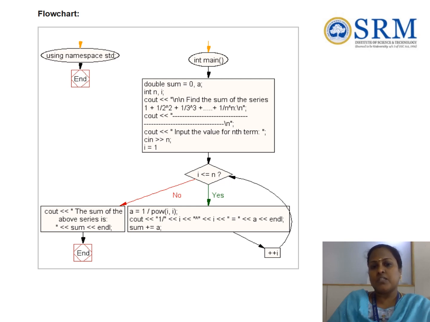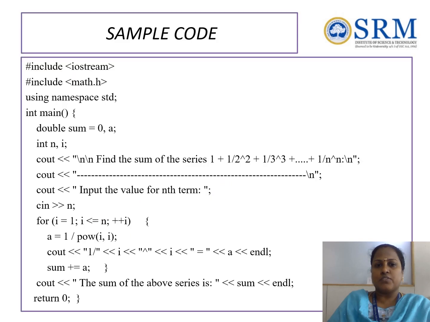Inside the box you get a equal to 1 by pow of I comma I. Pow is a power function which is used to find the power of that number. If I equals 1, it means pow of 1 comma 1; 2 means pow of 2 comma 2; 3 means pow of 3 comma 3; like that the execution goes. Then the process is repeated while the I value is less than or equal to n, and the sum is calculated. When the I value is greater than n, the loop is terminated. Once the loop is terminated, you display the sum. This is the flowchart of the execution.